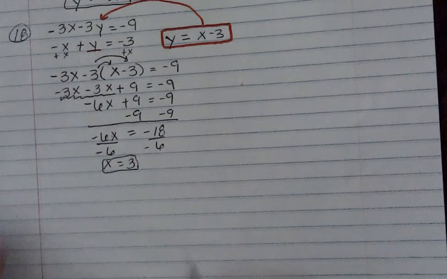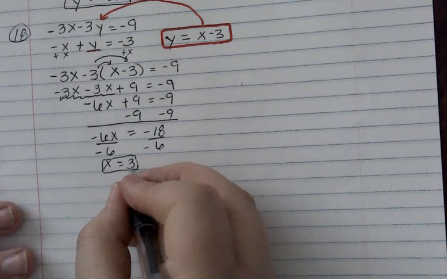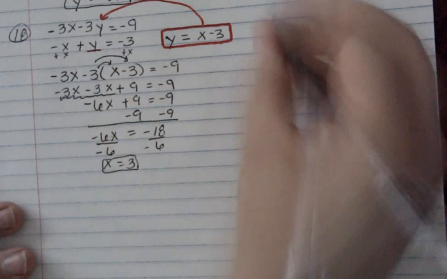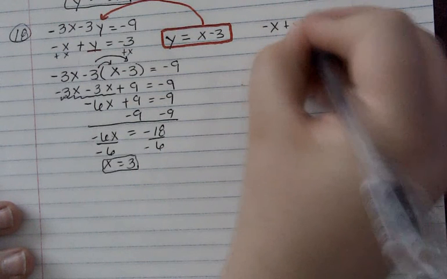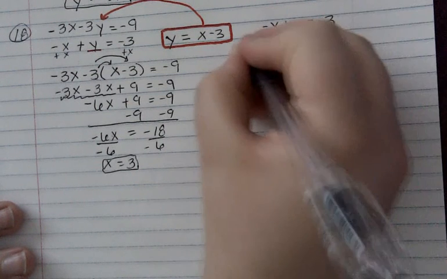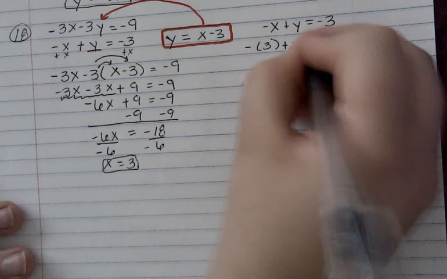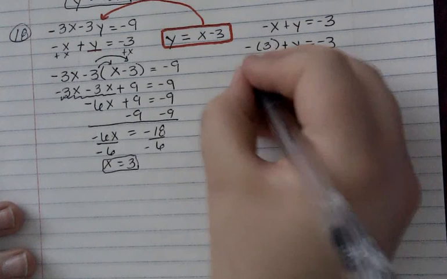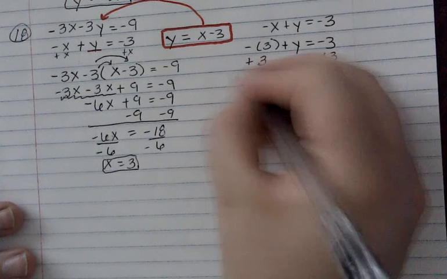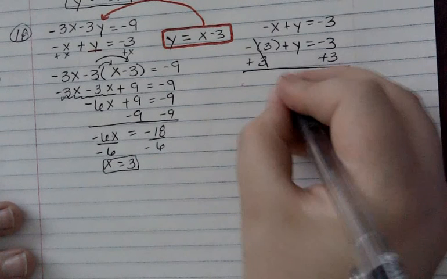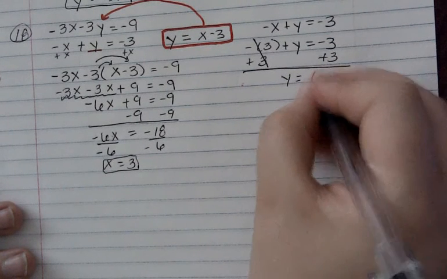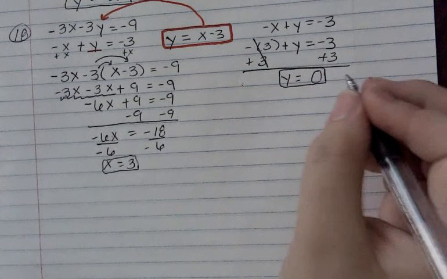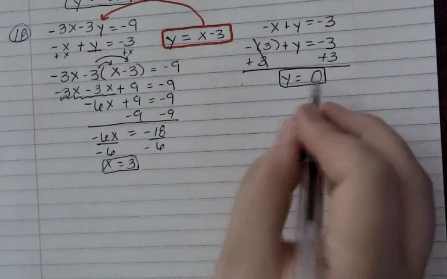Now I'm going to plug that positive 3 in place of my x of one of my equations. I'm going to choose the second equation. I'm going to plug 3 in place of my x. So if I've got negative 3 plus y equals negative 3, I need to get that y by itself, so I'm going to do that by adding 3 to both sides. That's y equals negative 3 plus 3 is 0. So my answer for this problem is 3, 0.